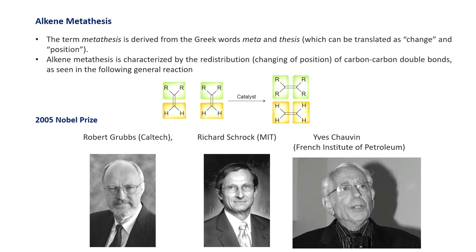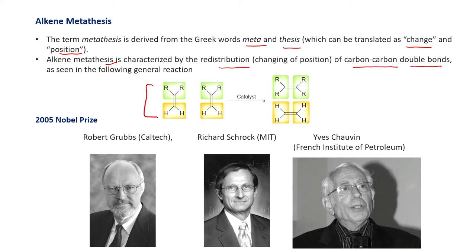Now another reaction is alkene metathesis. So metathesis meaning is, meta means change and thesis means position. So change in position. So alkene metathesis is characterized by redistribution of carbon-carbon double bonds.